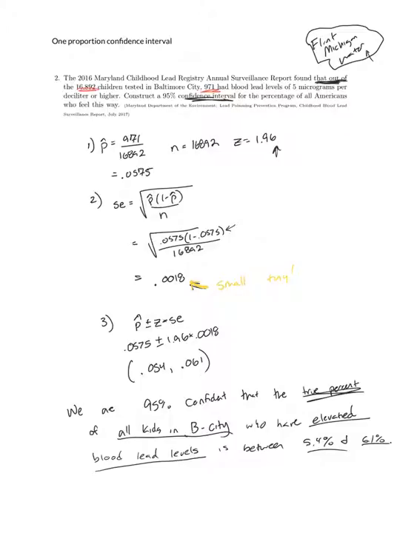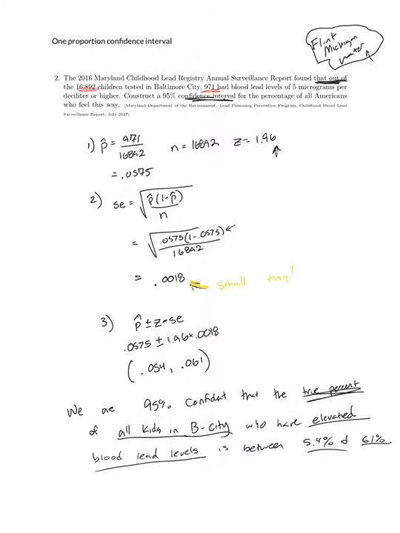And so what we've concluded here once again is that based on these 16,000 kids that were actually tested, and we're assuming that those 16,000 kids are a random selection, that is, that they're representative of kids in general in Baltimore City, then we estimate that somewhere between 5.4 and 6.1% of all kids in Baltimore City actually have elevated blood lead levels.